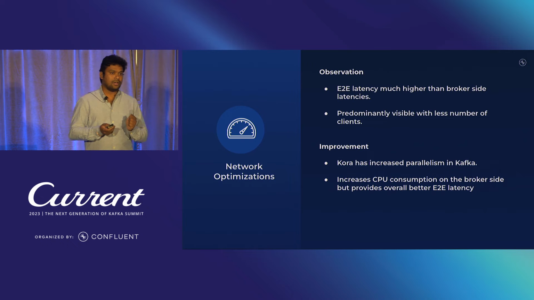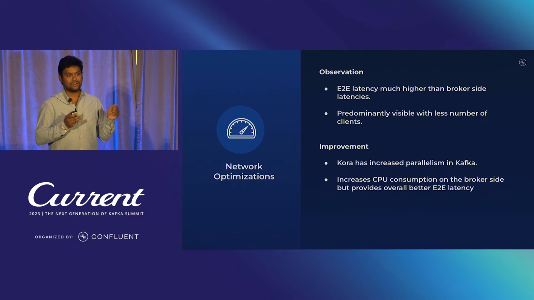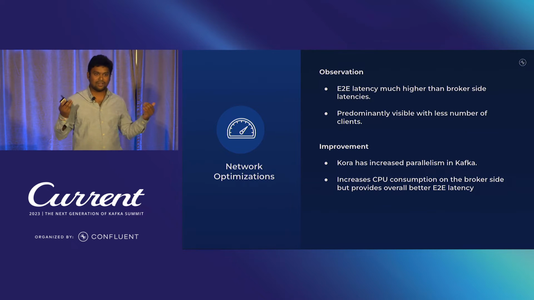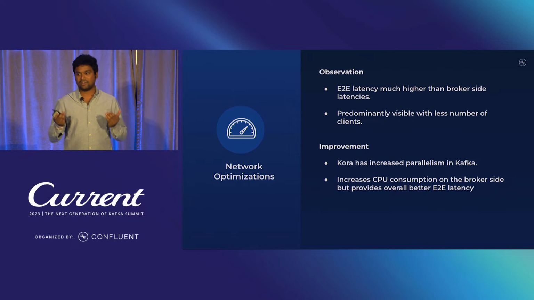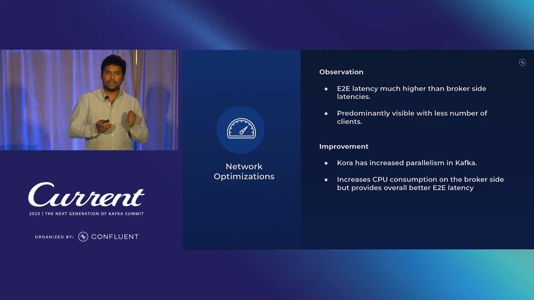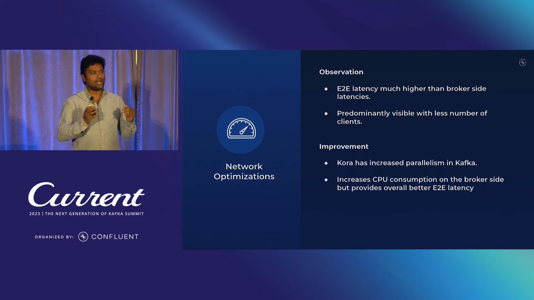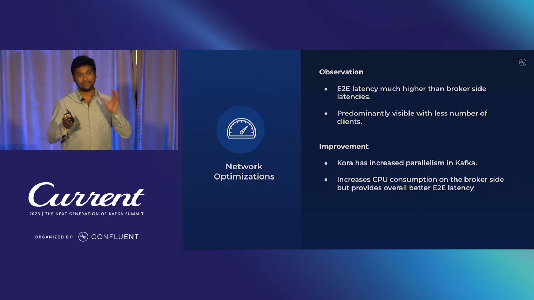The next thing is the network layer. The key observation here is when we ran the OpenMessaging benchmarks, we saw that the end-to-end latency observed from the client side is way higher when compared to the broker side latencies. We only have visibility into the brokers, because we are running the brokers in the managed cloud, and the clients are running in the customer's application. This is predominantly visible with a smaller number of clients, and the main reason we found was that Kafka has this ability to have multiple requests per connection in flight, and it's typically set to 5.